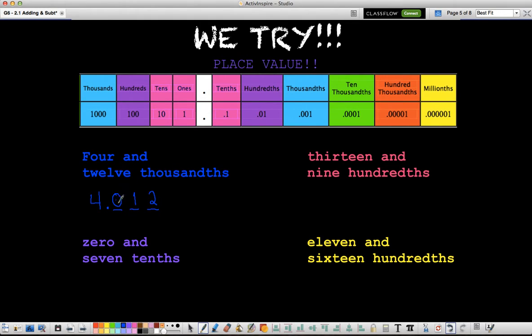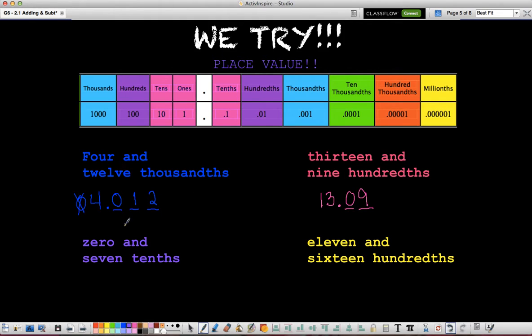So even though this 0 is here, we don't say it. It's not 4 and 0 12 thousandths. Nope, we just ignore it. Just like we don't say the 0 in front of the 4. It's just a placeholder. All right, so then 13 and 9 hundredths. Again, the 13 tells us we have 13 and, so 13 goes in front of the decimal. 9 hundredths, so tenths, hundredths, so 9 goes here, and since there's no other piece, 0 again becomes my placeholder.